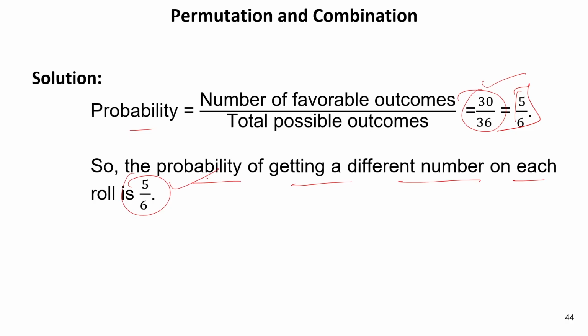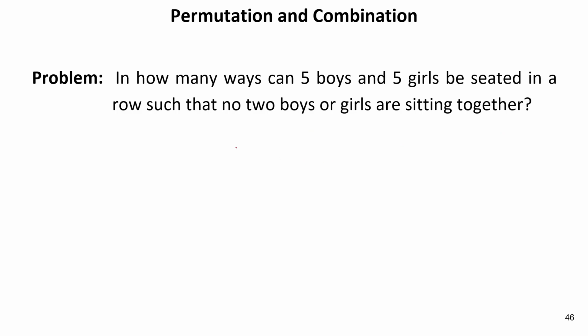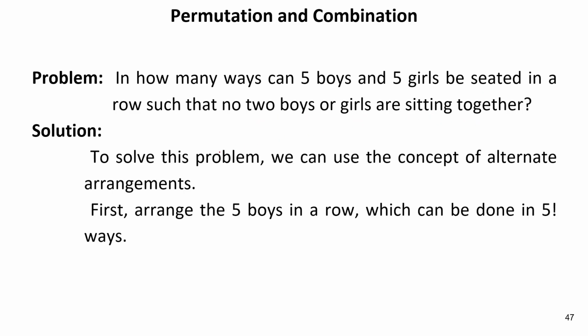So the probability of getting a different number on each roll is 5 by 6. The 10th kind of question is applying permutation concepts to solve real life problems such as seating arrangements, committee formation, etc. In how many ways can 5 boys and 5 girls be seated in a row such that no 2 boys or girls are sitting together? To solve this problem, we can use the concept of alternate arrangements.